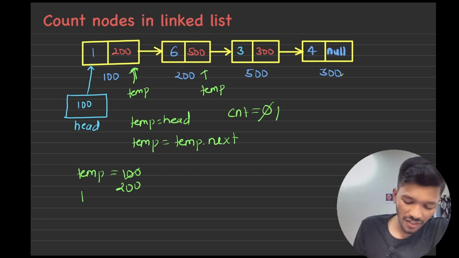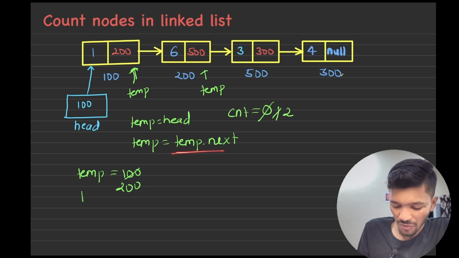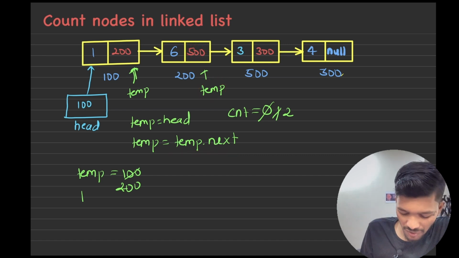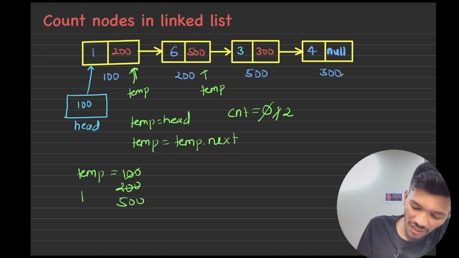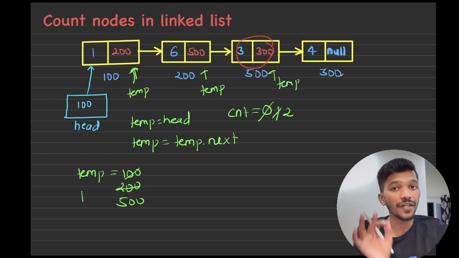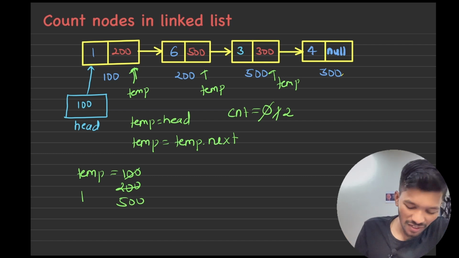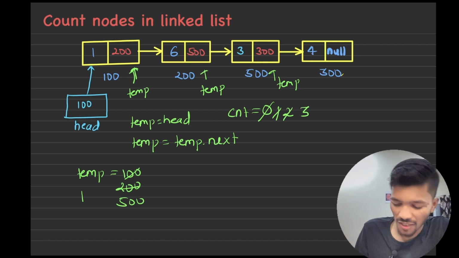So again I will increment my counter to 2 and again I will do temp equals temp dot next. Temp dot next is nothing but 500, so it will contain 500 and my temp will point to this location. Again my temp is pointing to a particular node, it is not pointing to null. So I will increment my counter by 1, so it will become 3.